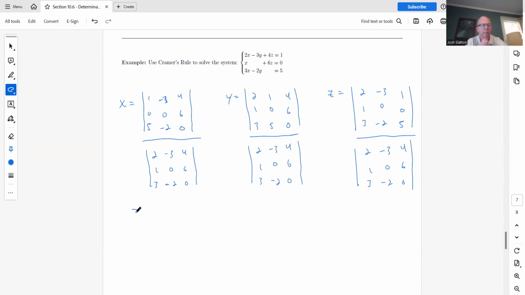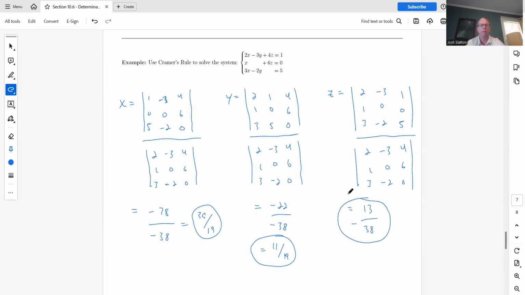So -38 is the denominator in each of these, but when we reduce the fractions, well, we'll do the unreduced fractions first. For x, you should get -78 over -38, which reduces to 39 over 19. For y, you would get -22 over -38, and that reduces to 11 over 19. And for z, this one actually does not reduce. You get -13 over 38. And that would be your solution.